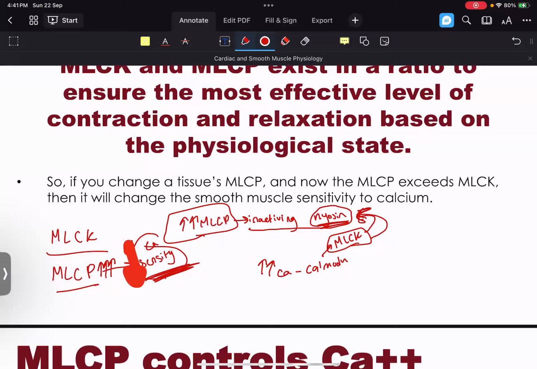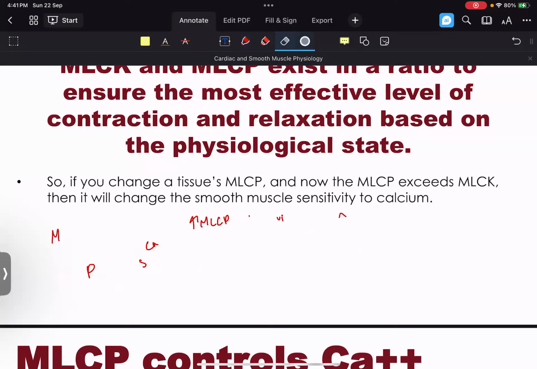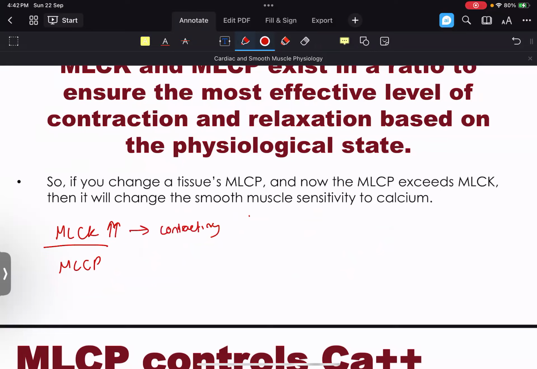Yes, please. Yeah, I'll repeat it. It's okay. So once again, let's start from the very top. Your MLCK and your MLCP exist in a ratio, and I'll answer your question in the end. So your MLCK and your MLCP exist in a ratio. If the MLCK is higher in the ratio, then that means you're more prone to contracting. You're going to contract a lot easily. But if your MLCP is higher in this ratio, meaning the MLCK is low and your MLCP is high, then you're going to be more prone to relaxing. But the thing about MLCP is that it will also decrease the calcium sensitivity.